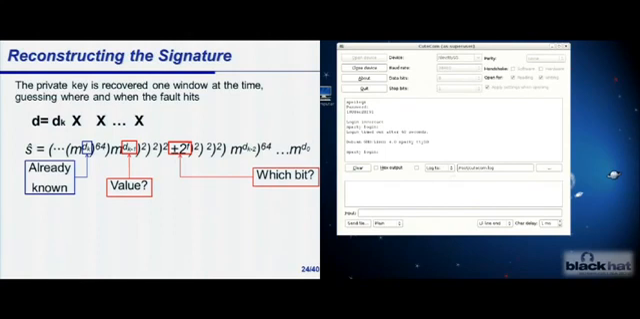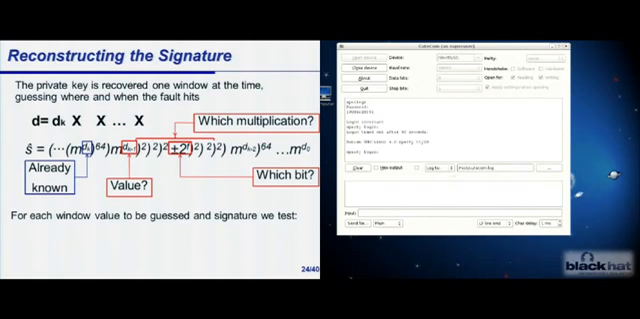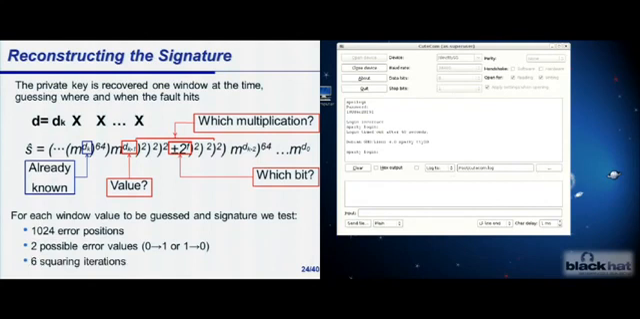In a 1024-bit authentication, you need to try 1024 different positions and brute force it. And then you have to figure out, there were 6 squaring operations, which of the squarings is the time where the fault arises. So you have to try all 6 positions. And if you do that for all 1024 error positions, all possible error values, I forgot about that, you have to figure out if it's a plus or a minus. And for all 6 squaring iterations, you may or may not find DK minus 1.